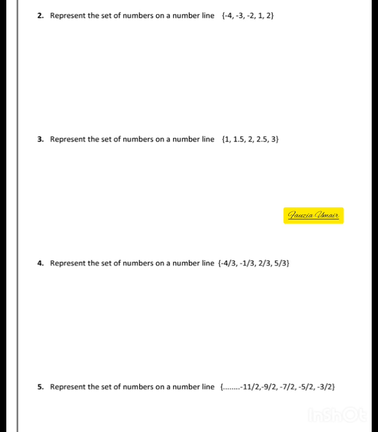Question number 2 is to represent the set of numbers on a number line. Now you can see that the number line is not there, so I need to draw the number line on my own, and I have to start from -4 and the biggest number is 2. So if this is 0, 1 and 2, then -1, -2, -3 and -4. So this is the scale.